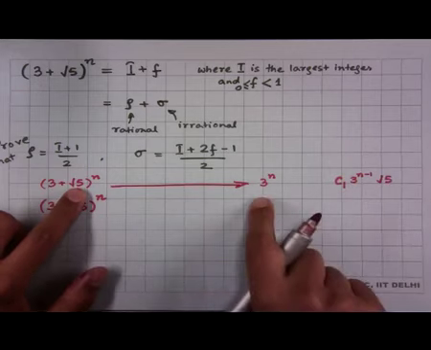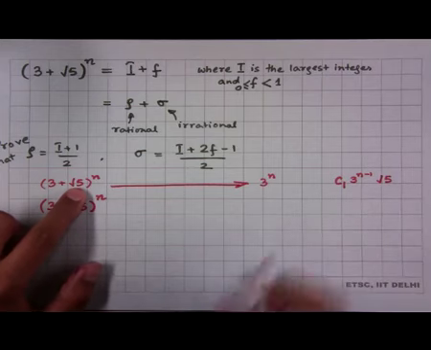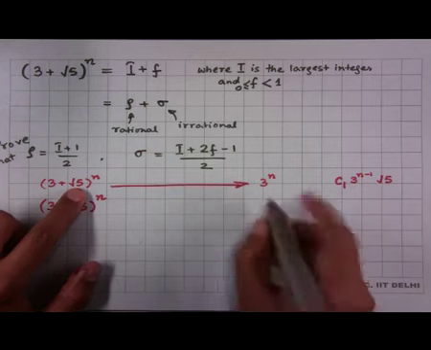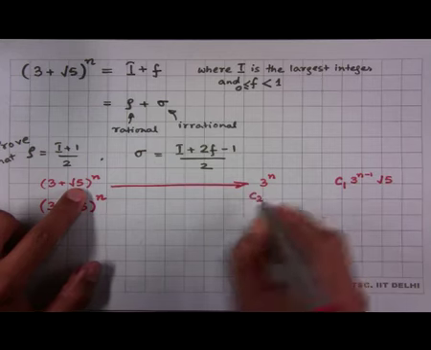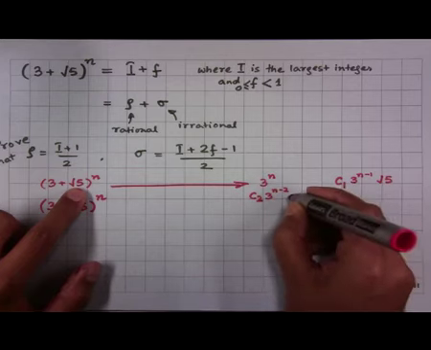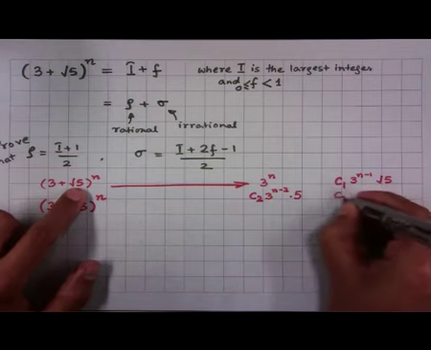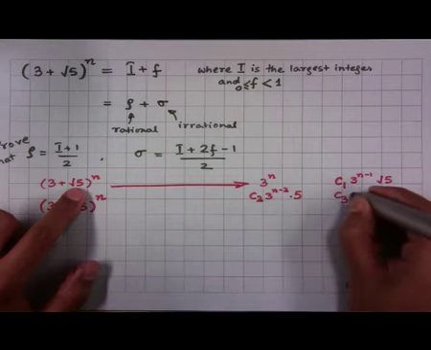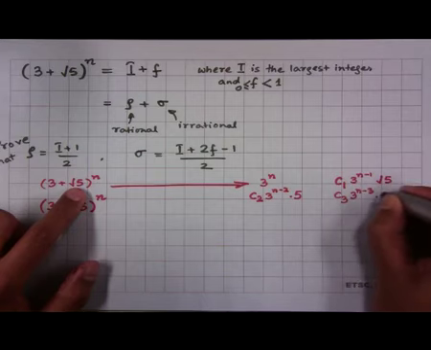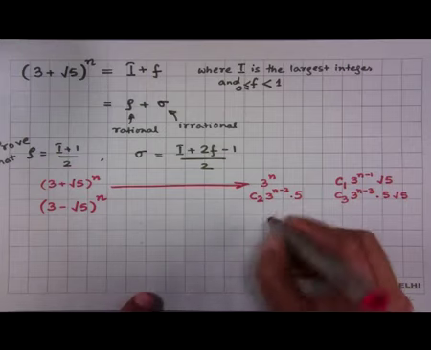So, I am showing the rational part, irrational part, plus C2 3 power n minus 2 times root 5 squared, which is 5, plus C3 times 3 power n minus 3 times 5 root 5, and so on and so forth.